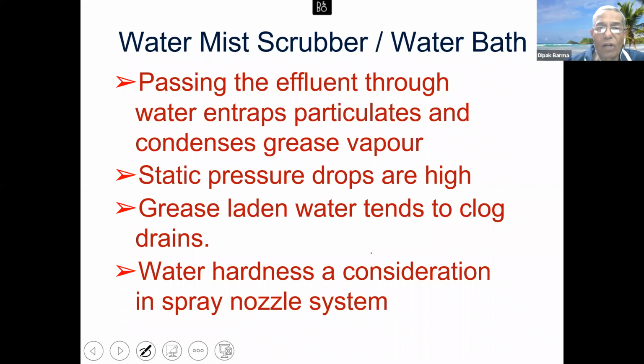Water mist scrubber or water bath. Passing the effluent through water traps particulates and condenses grease vapor. Static pressure drops are high. Grease-laden water tends to clog drains. Water hardness is a consideration in spray and nozzle systems. These are the aspects which have to be taken into account. But this is quite an effective way and an easier way of handling if it can be done. The wet scrubber is always going to be less maintenance requirement, except for the drain clogging and things like that, which have to be taken care of.